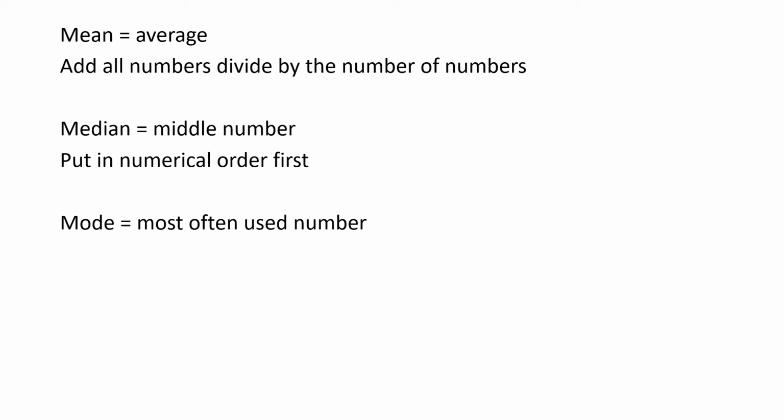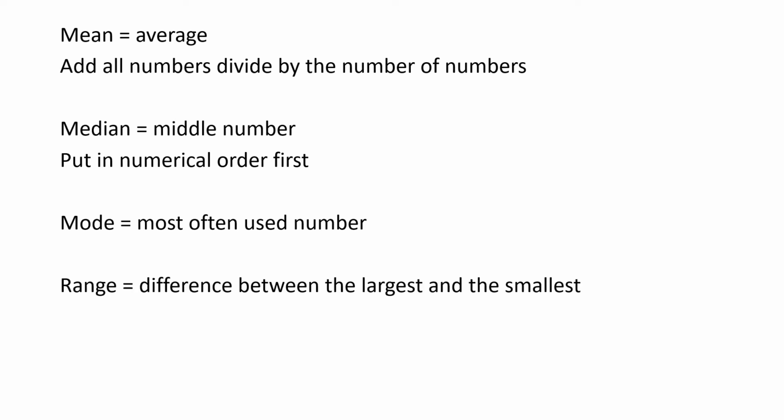Mode is the most often used number in a list of numbers. Number 1, you may have no mode. They may all only be used once. You may also have 2 numbers that are used more than once and the same amount of times. The range, the actual definition, is the difference between the largest number and the smallest number. You just subtract those 2 to find it. Big minus little. Let's jump into how to work these and go from there.